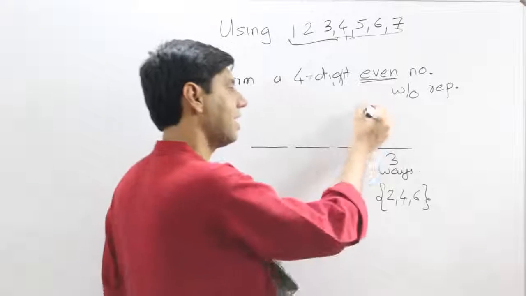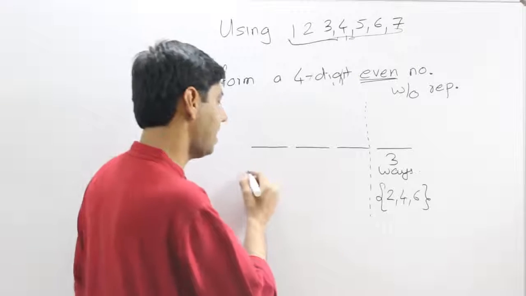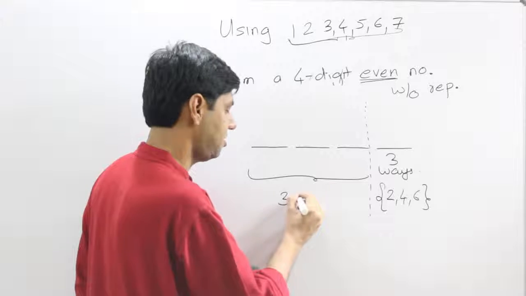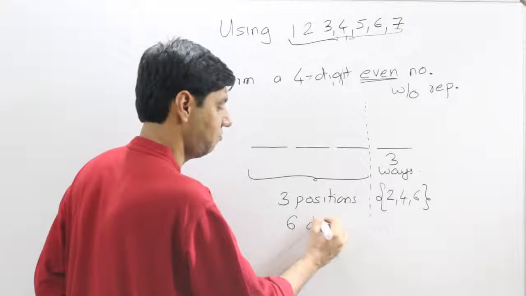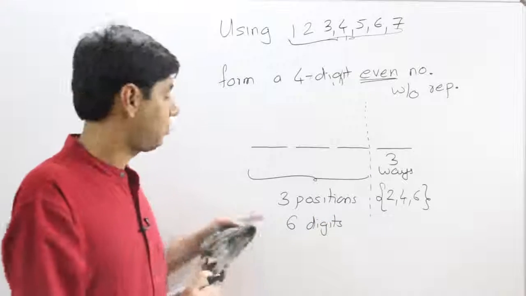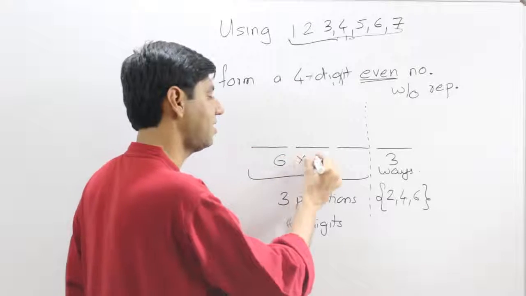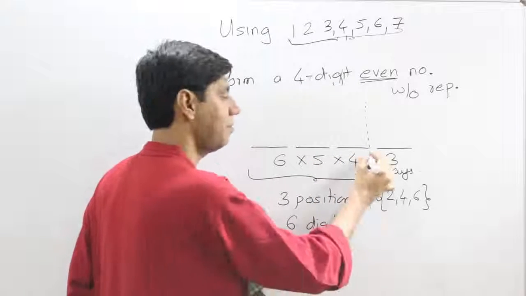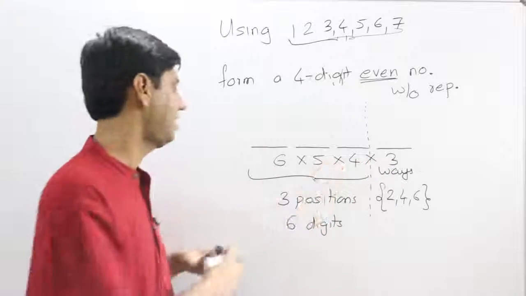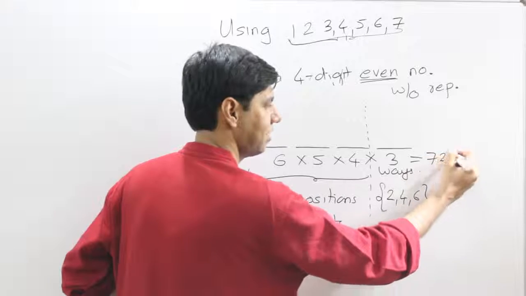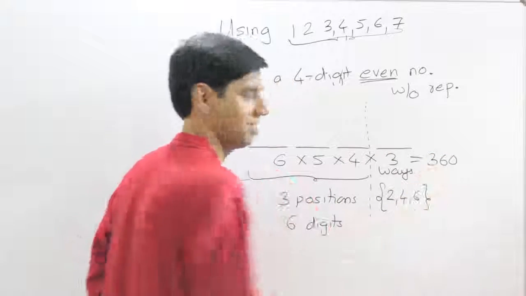Having satisfied that condition, take a pause and reassess the situation. Could I say now I am left with 3 positions to be filled and I am left with 6 digits. 1 digit has been used up. And so 3 positions, 6 digits is similar to the last example that we did. So you should be pretty fast over here, 6 into 5 into 4. And this would be multiplied with the 3, and the answer is going to be, let's say 3 4s are 12, 12 5s are 60, 60 into 6, 360 ways.